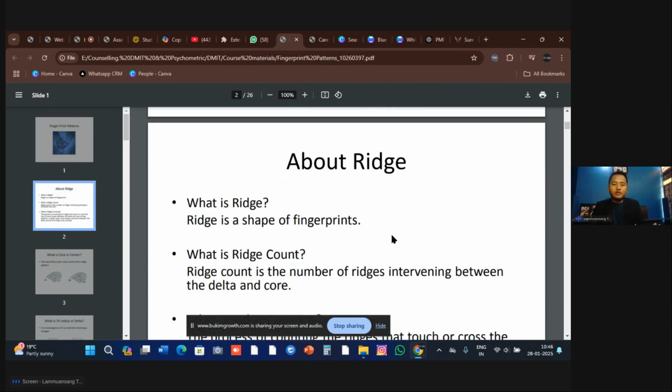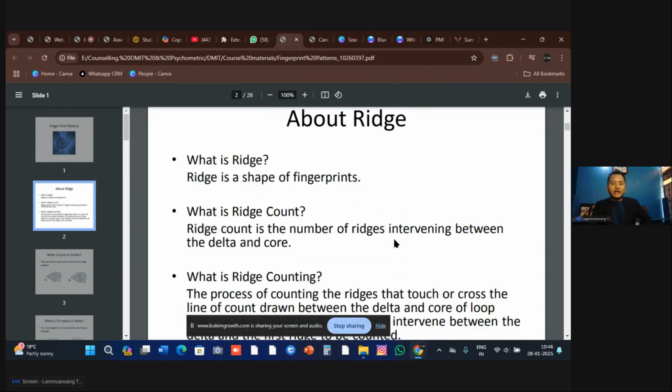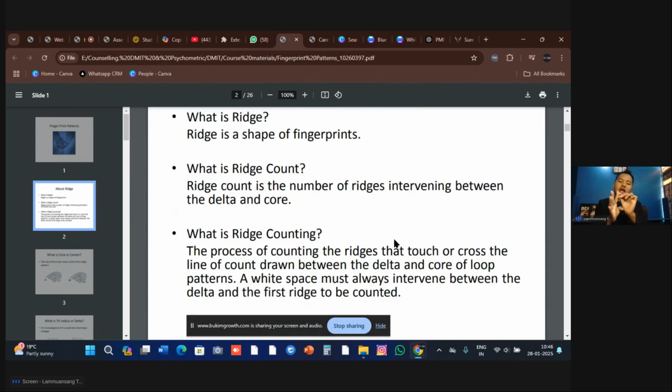Don't be too stressed about this. You will begin to learn slowly. And what are ridges? The ridges are these lines which are passing, the small lines, not the big lines. We are not talking about the palm. We are talking about the fingerprint here. The small lines are what we call ridges.